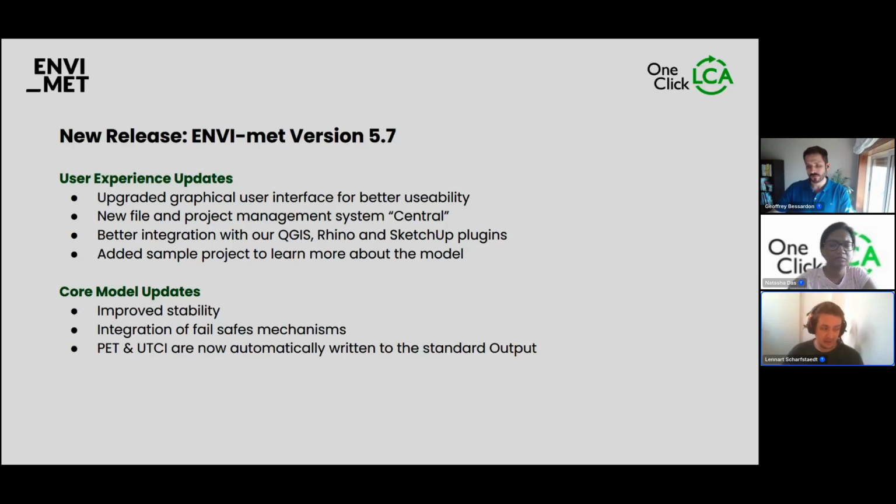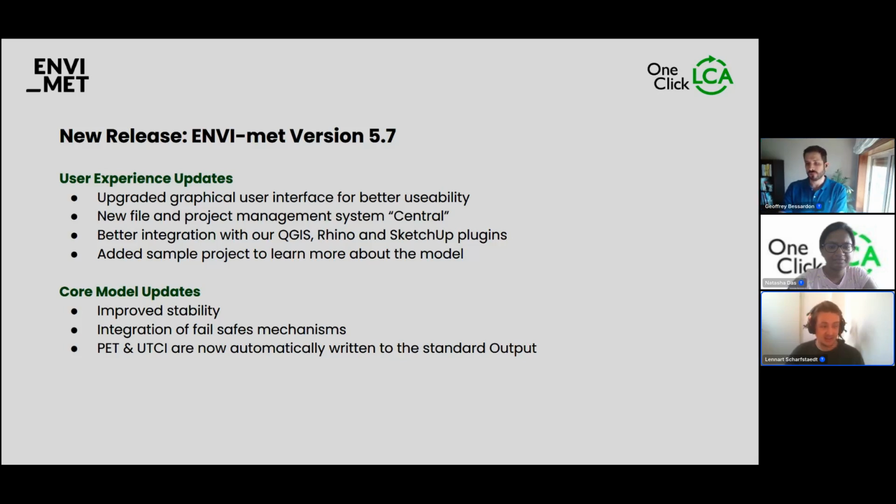And for new users, for people that have not done a microclimate simulation before, we have added a little sample project with also some training content attached to that, basically to enable you to learn more about the model. For microclimate simulation geeks, we have also improved some simulation stability.